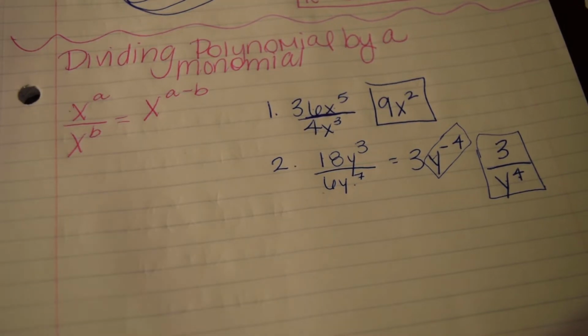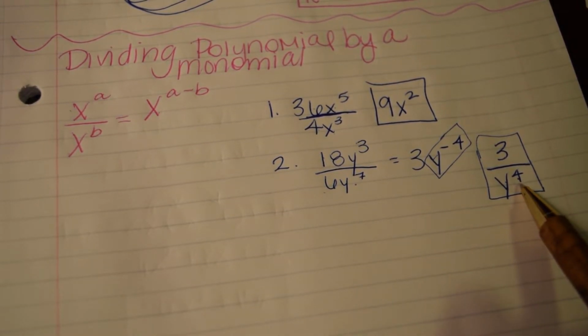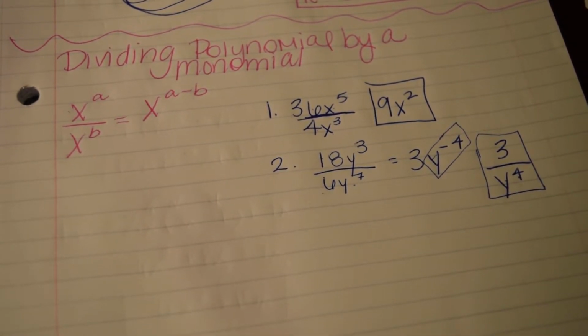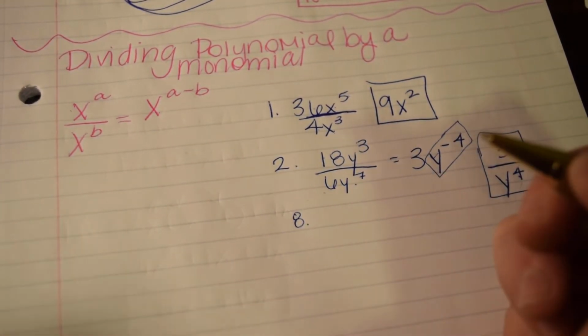So what we're doing is we're taking the process, we're dividing coefficients, then we're using our quotient rule to subtract exponents with same bases. And then if we have any negative exponents, we're going to do the reciprocal to move it to the denominator, or if it's in the denominator, we're going to move it to the numerator. Let's look at number 8, though, something a little bit unfamiliar.